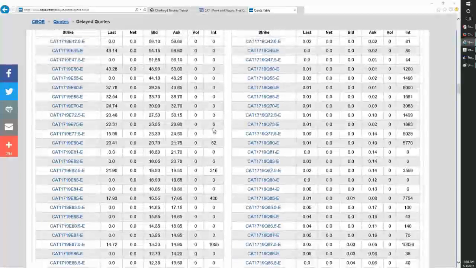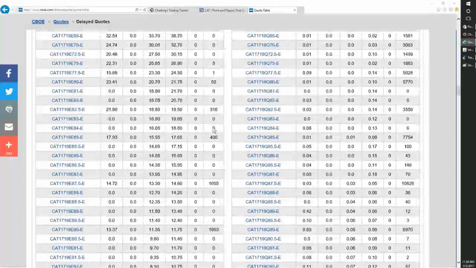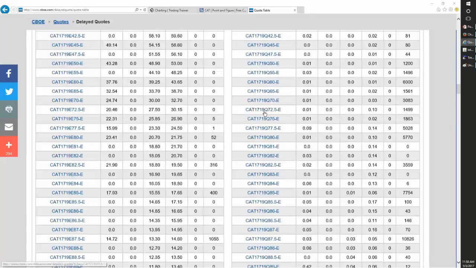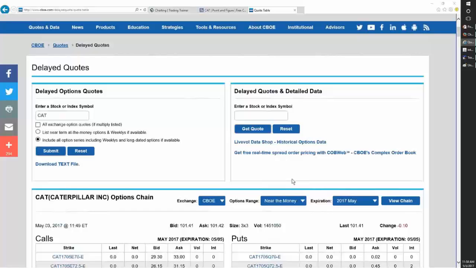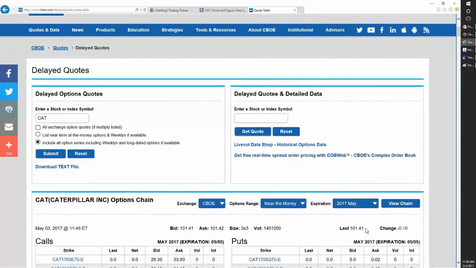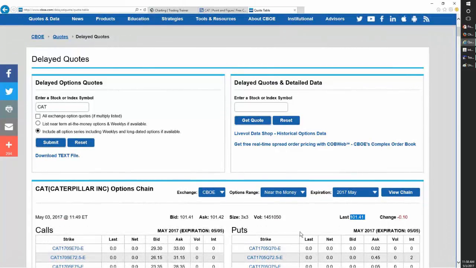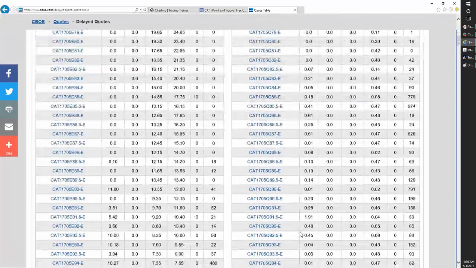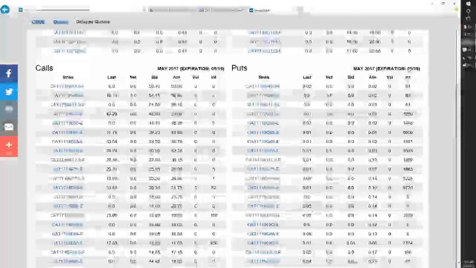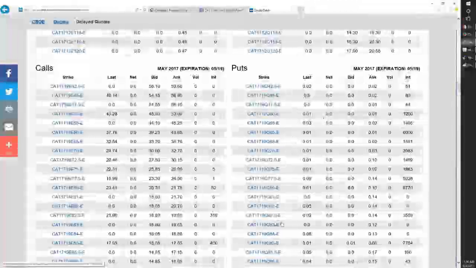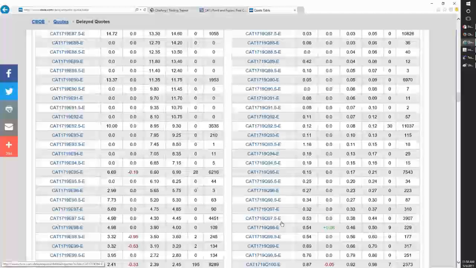This may not be for you, because I'll be completely honest, this is a little bit more on the hands-off side. Anyway, we talked about Caterpillar currently trading, according to here, at $101.41. So I would be looking at the May 19th. That's the next monthly option. And I'd probably be selling the call option.